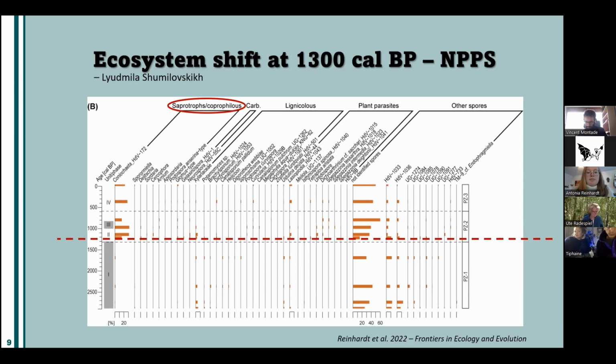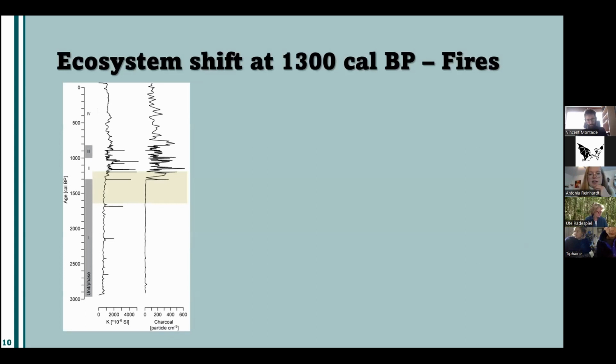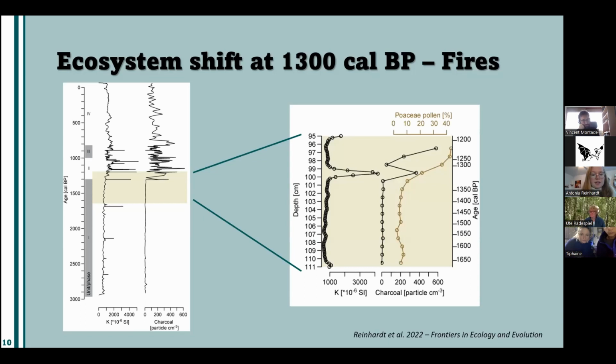We see this shift also at 1,300 years before present in the abundance of fire. As you can see here, we have a sudden occurrence of charcoal on the right-hand side. On the left-hand side, we have our curve for magnetic susceptibility. And every time there is a peak there, that means that the soil was probably disturbed due to burning, for example. So this fits quite well together. Then we decided to have a closer look at this transition phase here.